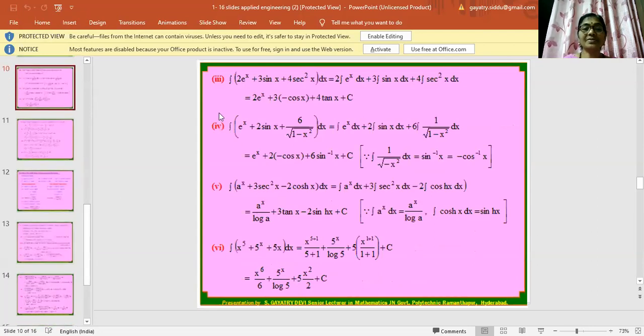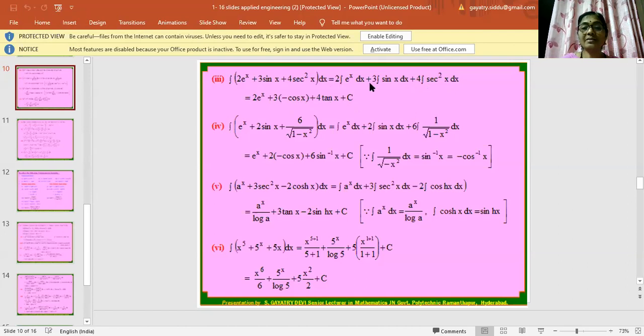We have different types of functions. We have already come across the forms of different types of functions, how to find the integral values. So using those forms we are going to do this. Integral 2 e power x plus 3 sin x plus 4 secant square x into dx. As usual, you can split each term with the integral dx and take the integration separately. Now 2 into integral e power x is giving you e power x. 3 into integral sin x is giving you minus cos x. 4 into integral secant square x is giving you tan x.